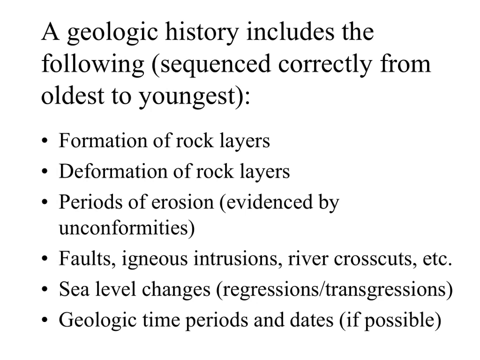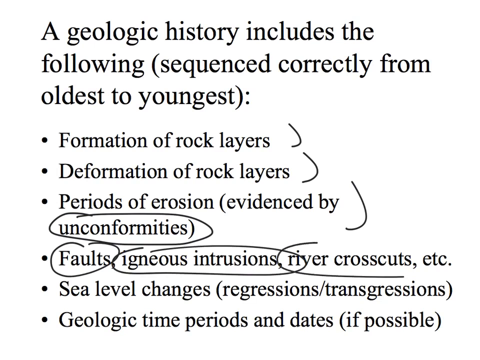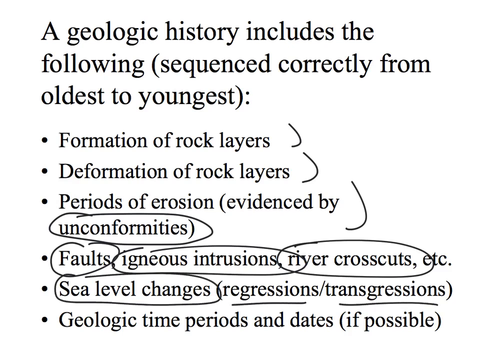What a geologic history consists of is denoted on this slide, and it's also, if you want to flip your page over, denoted in the paragraph at the top of that page. This is really a sequence of numbered steps ordered from oldest to youngest that lists formations of rock layers, deformations of rock layers, periods of erosion. As we talked about, those would be evidenced by unconformities, both disconformities and angular unconformities, faults, igneous intrusions or crosscuts, river crosscuts, things that are exemplifying the principle of cross-cutting relationships, sea level changes, okay, this can be exemplified by regressions and transgressions, and if you can, geologic time periods and dates.